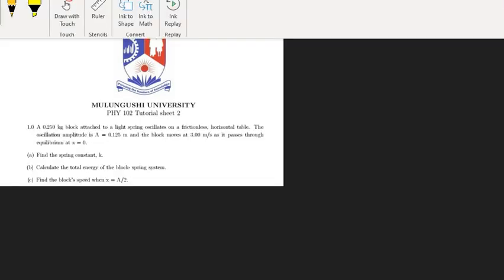Let's go to the second question. So the second question is simply saying a 0.5 kg block attached to a light spring oscillates on a frictionless horizontal table. So let's collect the data. So data, of course, we have been given the mass. The mass is 0.250 kg. And then we have been told that it is attached to a light spring which oscillates on a frictionless horizontal table. Okay, so I'm going to draw what is happening here.